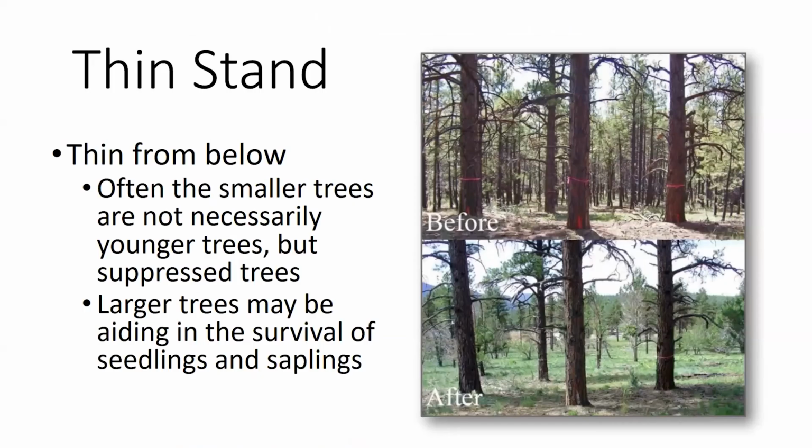And when you thin these stands, you want to thin from below, which means that you want to take out the smaller trees, because a lot of times these trees grow up as one age cohort. And when they do that, a lot of the trees that aren't as thrifty get suppressed and caught up in the understory, and those trees tend to be unhealthy. So you want to remove those unhealthy suppressed trees before you remove those larger healthy trees.